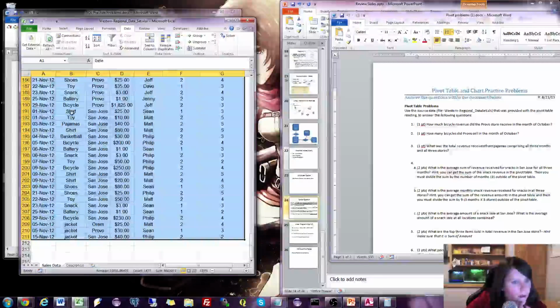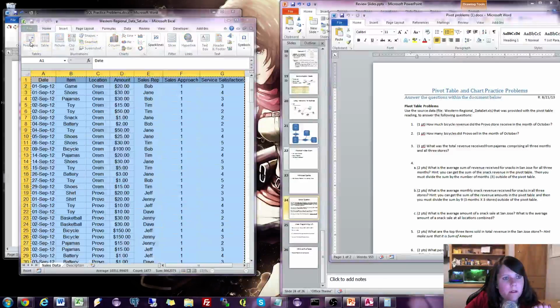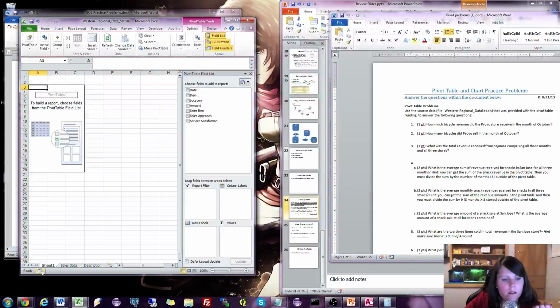So number 3. I highlighted the table, so Insert, Pivot Table, there we go. Again, I'm just going to leave it as Sheet 1 because you will not have to make your own tabs. It'll just be in the document. Question 3: what was the total revenue received from pajamas comprising all 3 months in all 3 stores? You have to decide which values you want to show. That's always key. I want to show revenue, so I need amount.